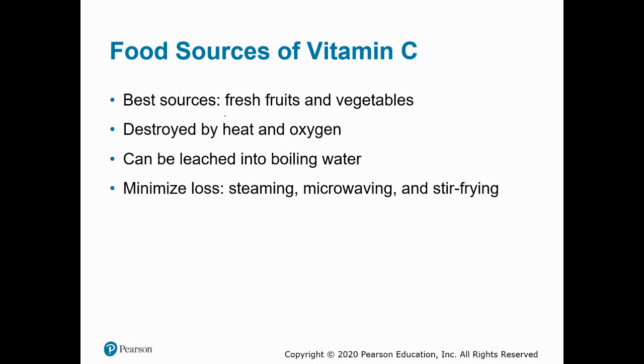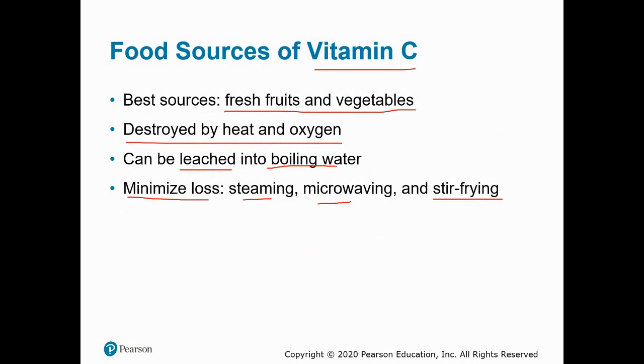Fortunately, vitamin C is pretty abundant, especially in our fresh fruits and vegetables. Again, it is a vitamin, so it will be destroyed by heat and oxygen. So in order to minimize the loss of vitamin C when you're cooking, try steaming or microwaving or stir frying. Some vitamin C, especially if you're cooking at low enough temperatures, can actually leach into the boiling water, and when it cools, you can drink that water and get some vitamin C that way.